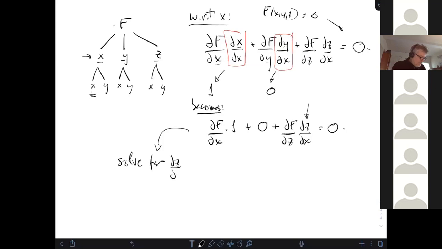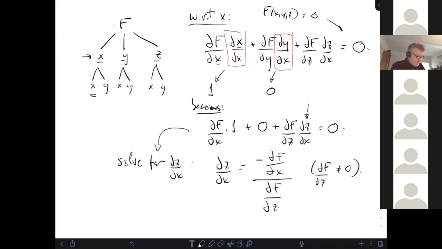So just solve for del z del x, and what you'll get is this. Del z del x will be minus del f del x divided by del f del z, of course provided that at the point you're interested in, this does not become 0. This allows you to find the partial derivative of z with respect to x, even though you don't know what z is explicitly, but it's given implicitly by an equation. Then you can evaluate these at the point you're interested in, and you'll get the value you want.